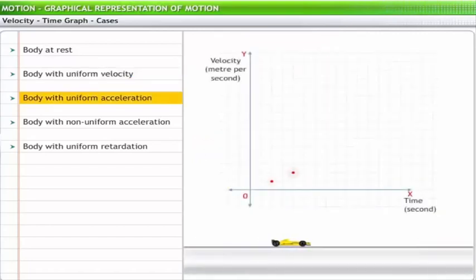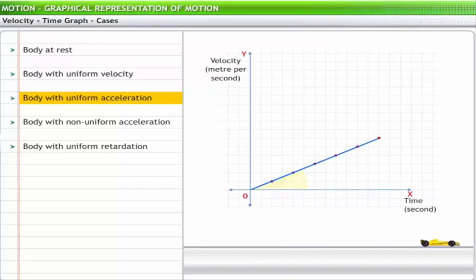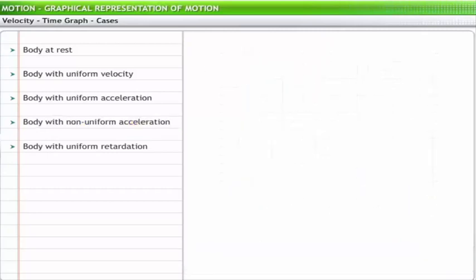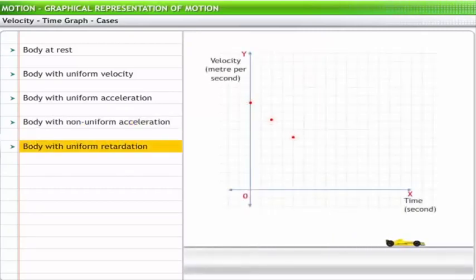When a body exhibits uniformly accelerated motion, the velocity time graph represents a straight line passing through the origin and subtending an angle with the x-axis. This is because, in this motion, the velocity of the body increases uniformly with time. The velocity time graph for a body moving with non-uniform acceleration is a curve and not a straight line. The velocity time graph for a body moving with uniform retardation is a straight line making an obtuse angle with the x-axis.